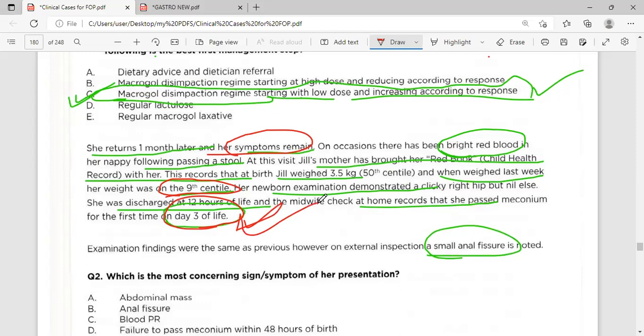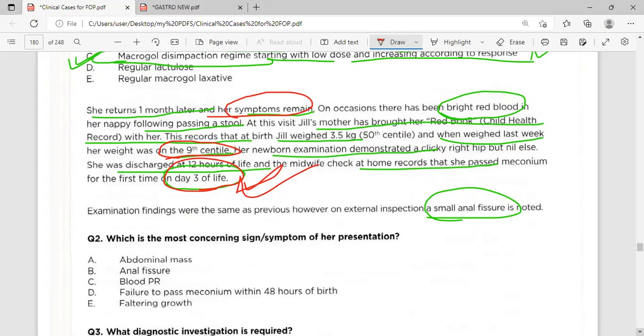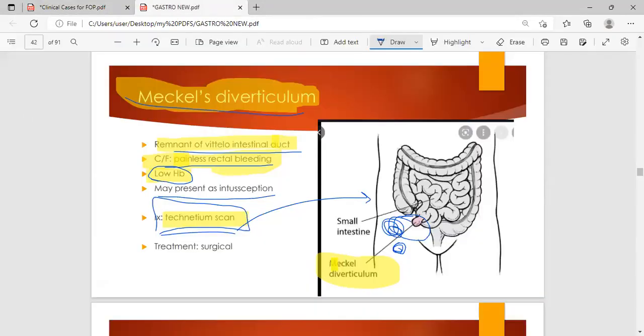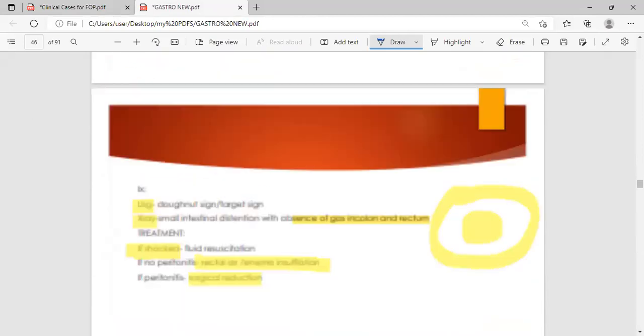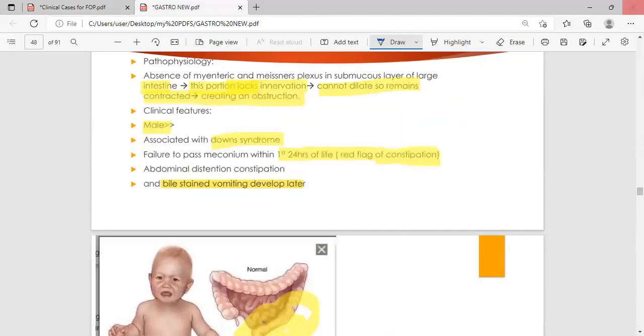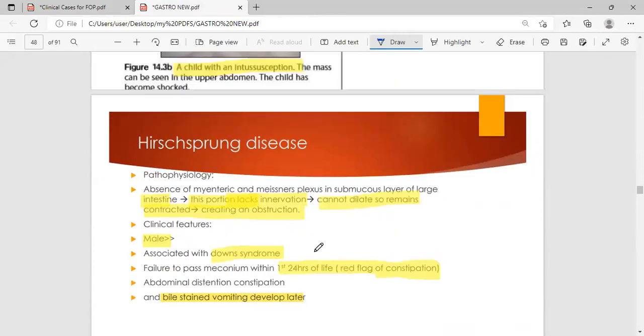What is the pathology in Hirschsprung disease? Absence of the ganglionic cells in the mesenteric plexus and the submucosa. So usually what happens in Hirschsprung disease, let me show you. There is absence of plexus in the mesenteric plexus and submucosal plexus. And the part where the plexus is absent is continuously contracted. Yes. And feces will collect in the proximal colon, which will get dilated.